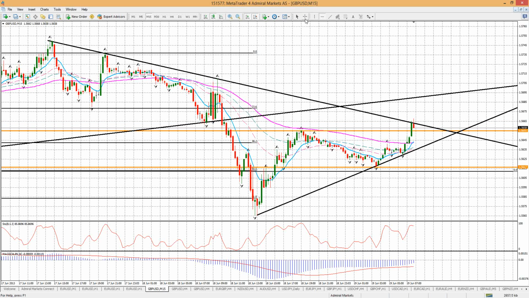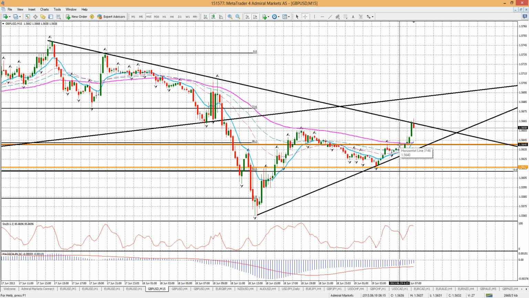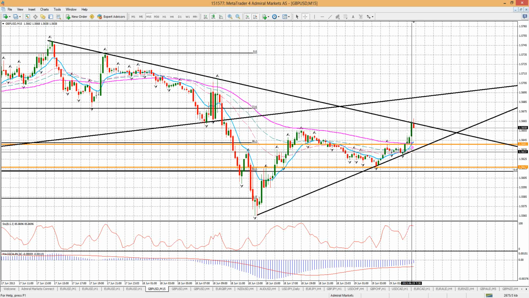Let's see. No, I have the wrong lines here. I want just the high of the Asian session and the low of the Asian session. All right. And first of all, that's a small range, which is usual, but we already had a breakout of that range at the European Open. Okay, good.